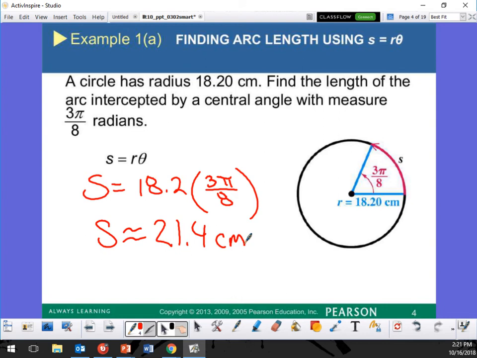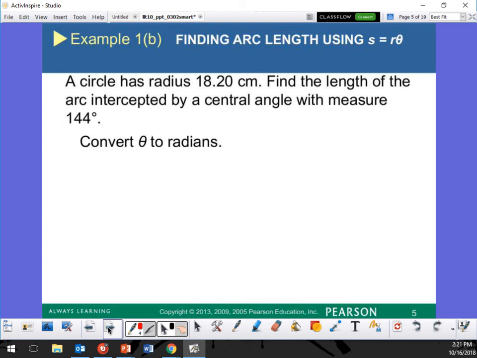Okay, what's your r? The radius? Very good. What's your theta? 3 pi over 8. Very good. Can you multiply those two things together? Just put it in the calculator. That's it. Okay, all right. You ready? You're going to do the next one then.